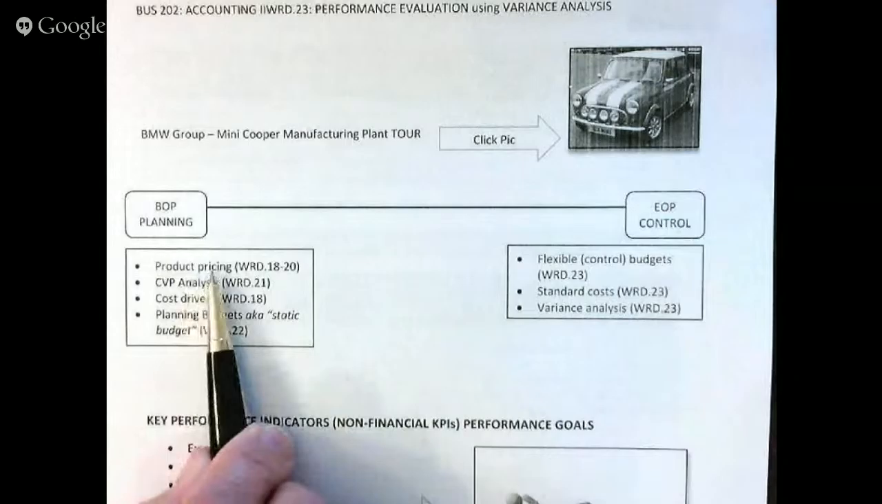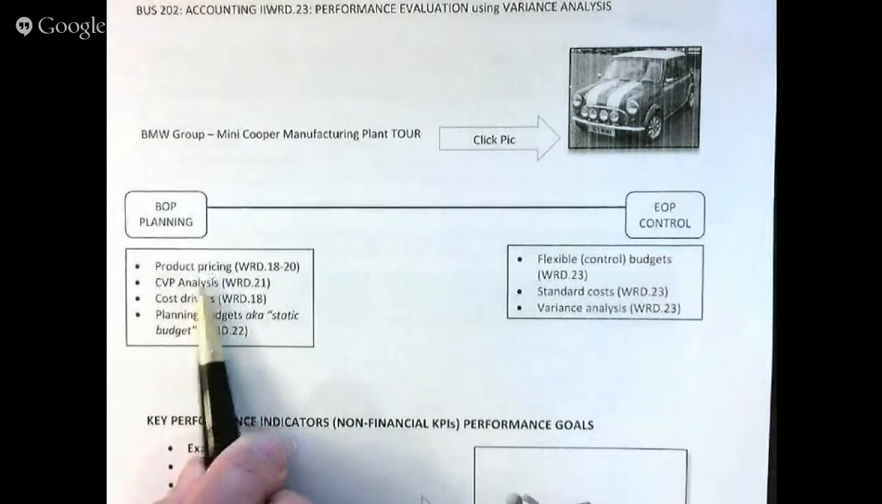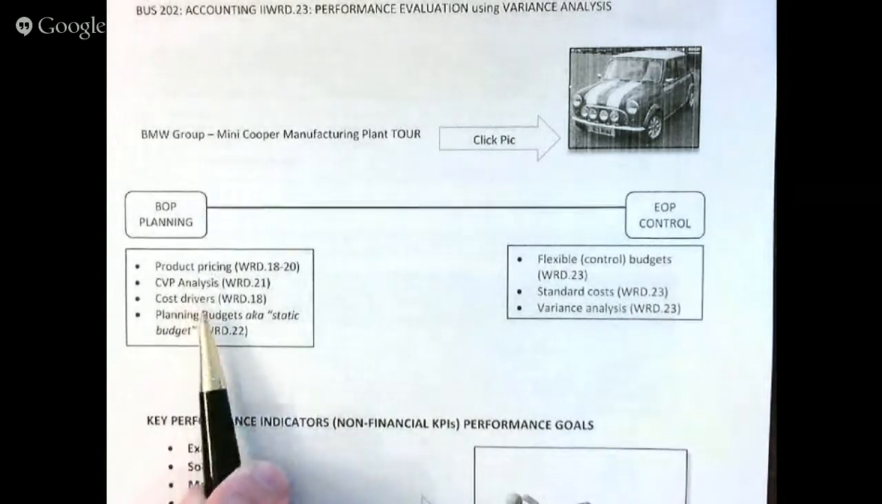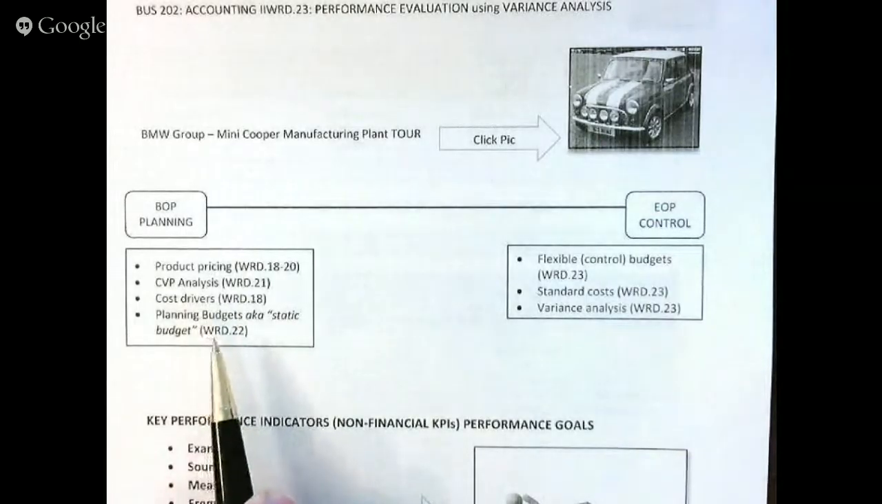What are some of the activities at the beginning of the period? Establishing product pricing, whether it's a cost plus or whether it's a competitive type of pricing structure. Cost volume profit analysis to determine the risk of being at break even or below. The determination of what cost drivers to use to monitor the variation, and the planning budgets that happened at the beginning of the period that we just finished in Chapter 22.